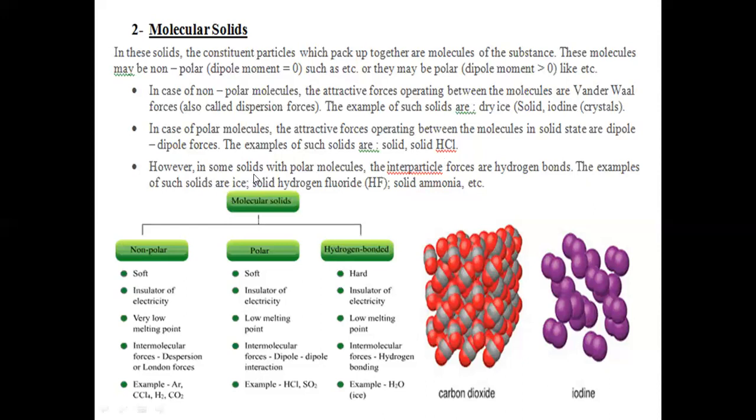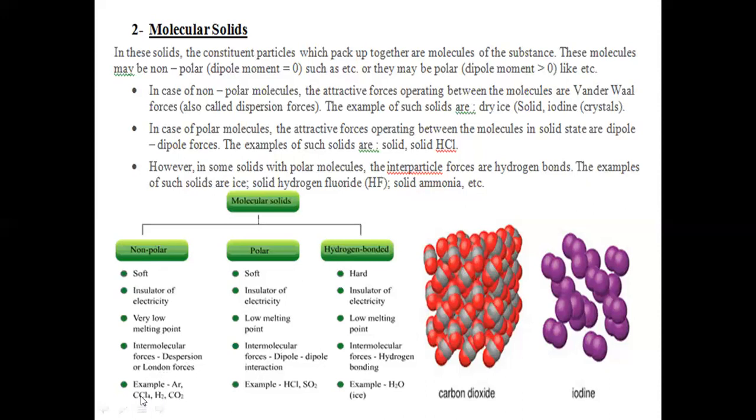And the third type of molecular solid is hydrogen bonded molecular solid. There, the molecules are held together by hydrogen bonding between them. The examples of such solids are hydrogen fluoride, solid ammonia, etc. If we go through this chart of comparison, here we can just summarize for non-polar. These are soft insulator of electricity, very low melting point. Intermolecular forces are London forces or dispersion forces.